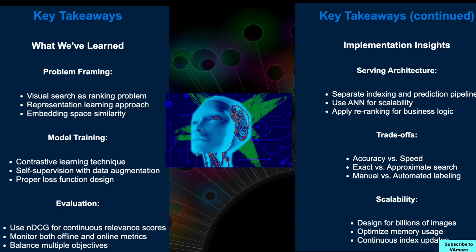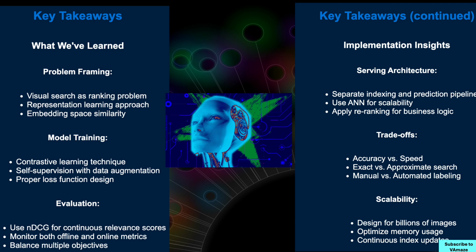Conclusion and key takeaways. Let's wrap up with the key takeaways from building a visual search system. First, problem framing is crucial. We framed visual search as a ranking problem and chose representation learning as our solution approach. Images are transformed into embeddings in a space where similarity is preserved geometrically. Once we have good embeddings, the rest becomes engineering: efficient indexing, fast nearest neighbor search, and thoughtful re-ranking.